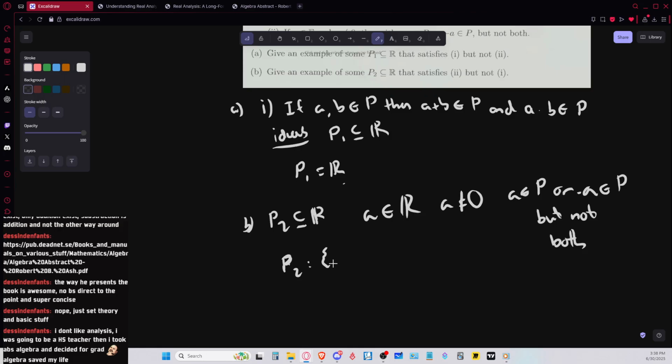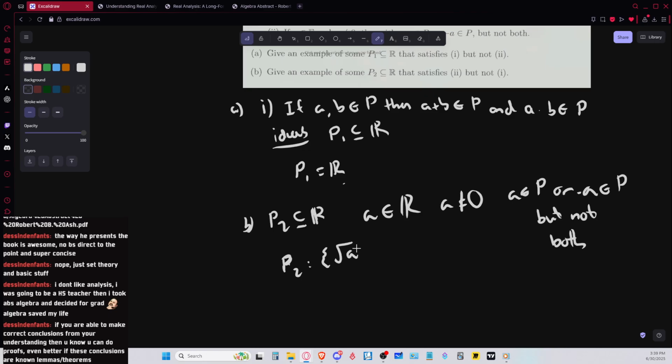So we're going to write set notation. P2 has to have some sort of operation that gives us one of them. So should we make it square root? Square root of A is a property of 2 such that A is an element of the real numbers.